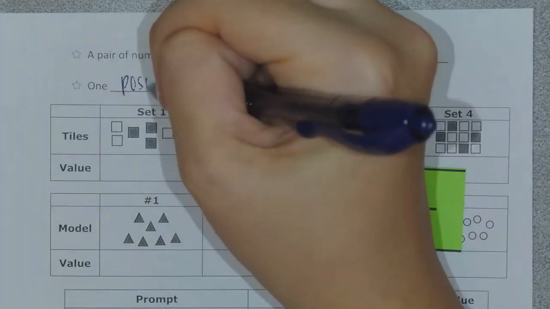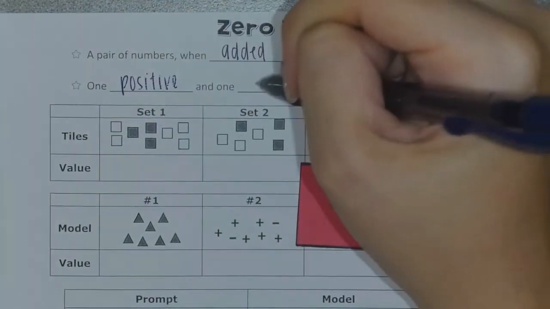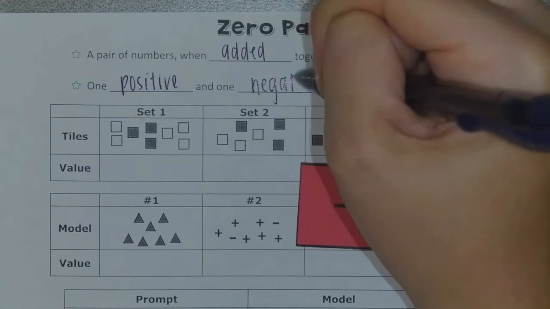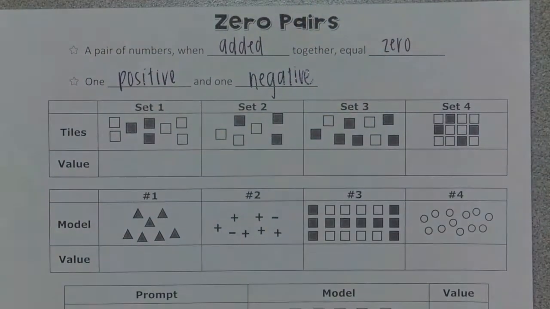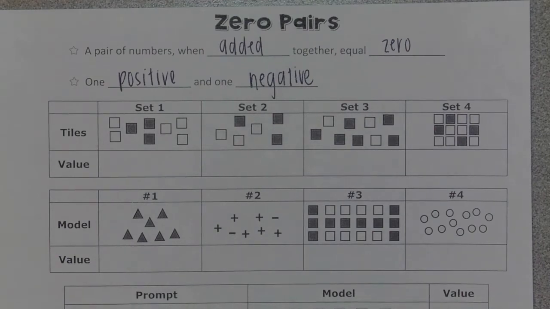So one positive, one negative, add them together and you get a value of zero. That is our official definition of a zero pair. Our notes today were all about figuring out what is the value of the tiles shown.